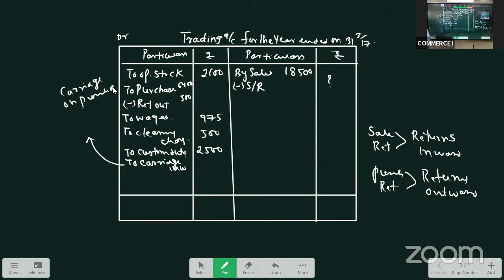Then we have factory insurance. Remember yesterday I told you, any expense related to factory, whether it is factory rent, factory insurance, factory lighting, any item related to factory will go to trading account. Factory insurance is 400. Carriage inward is 625.